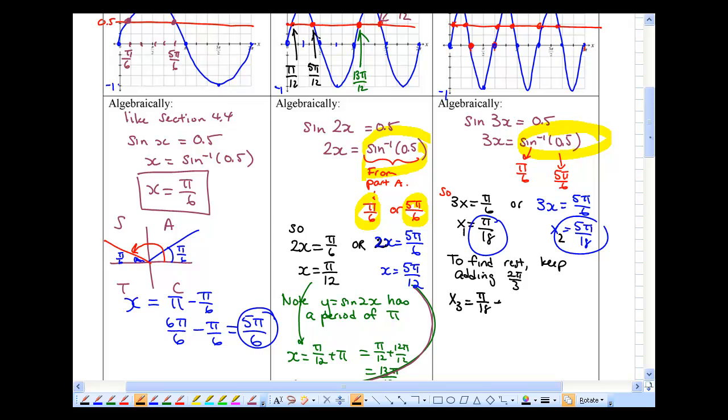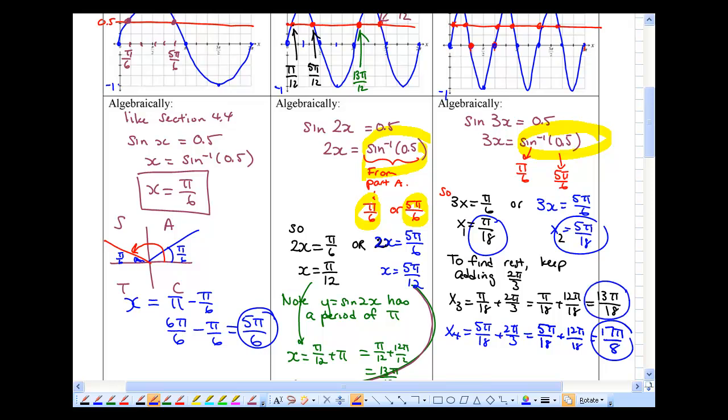Pi over 18 plus 2 pi over 3. I'm going to write the same common denominator, which is 18. That's 13 pi over 18. I hope this is straightforward for you. If not, go ahead and review some fractions. x4 comes from 5 pi over 18, adding to that 2 pi over 3, which of course is 5 pi over 18 plus 12 pi over 18, which equals 17 pi over 18. There's answers 3 and 4. It's 2 more.